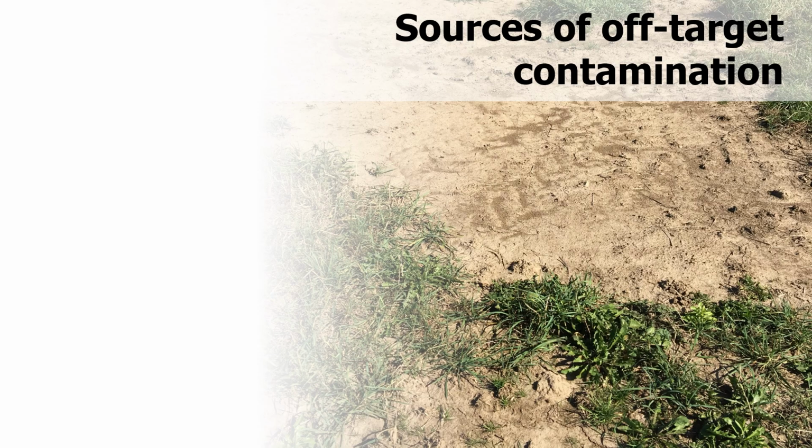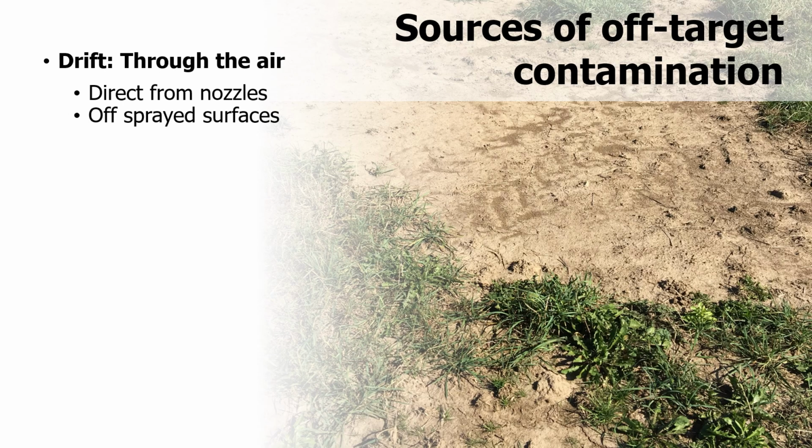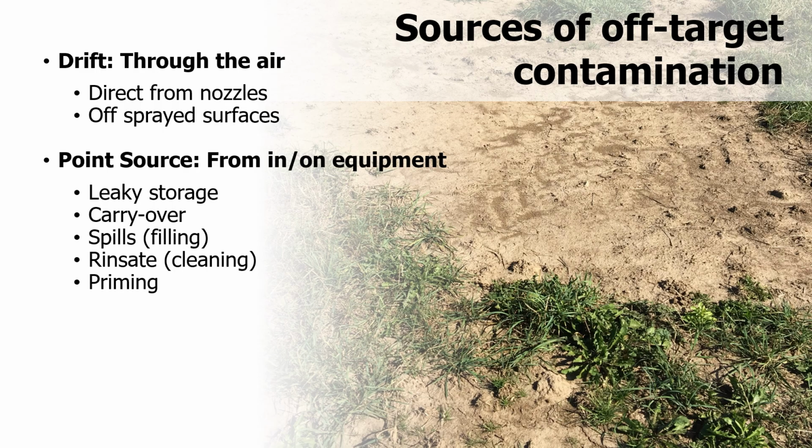When we talk about pesticide contamination or pesticide movement, there's a lot of ways it can get from where you would have liked it to have stayed to where it ultimately ends up. And we can call all of this collectively off-target contamination. As I mentioned, the one everyone's most familiar with is drift, and that's pesticide traveling through the air to where we don't want it to go. It is direct off the nozzles at the moment you sprayed, or insidiously, it can be long after you've gone home when it comes off of those sprayed surfaces. But there's more ways product can move where we don't want it to go.